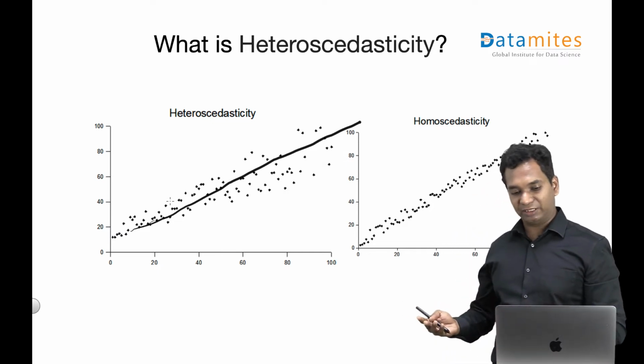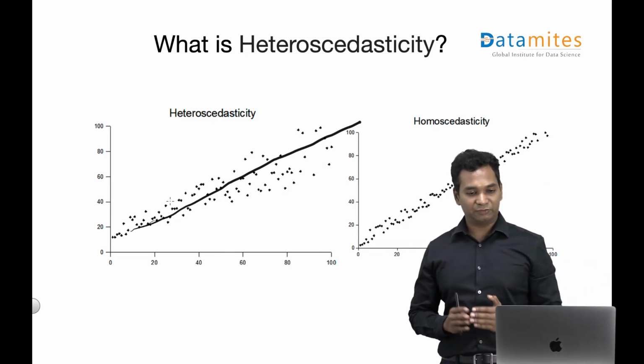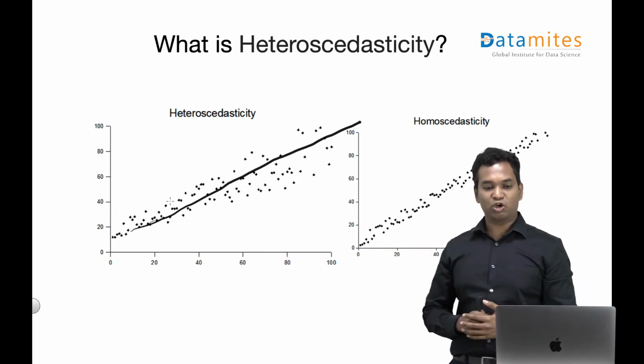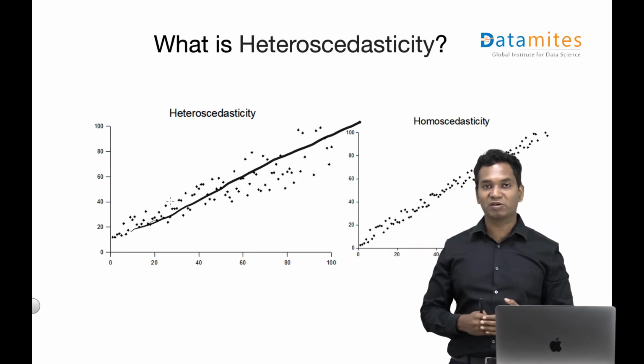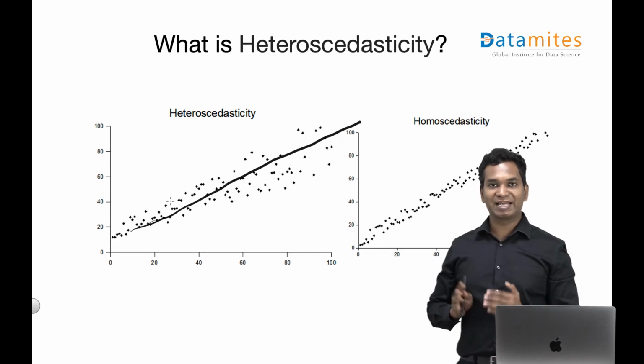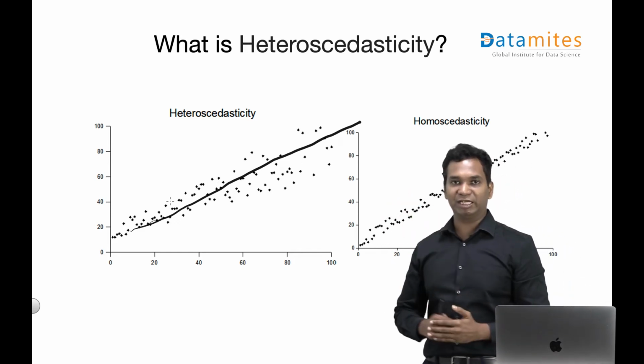The other side of it, the data which is very near to the line, is called homoscedasticity. The phenomenon is called homoscedasticity, which means it's like marching ants. It's very close to the regression line.